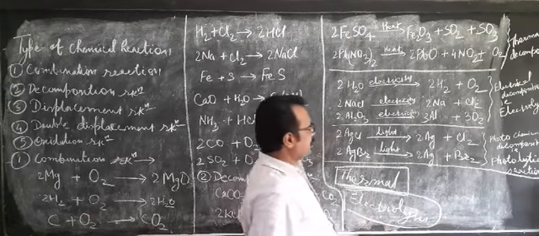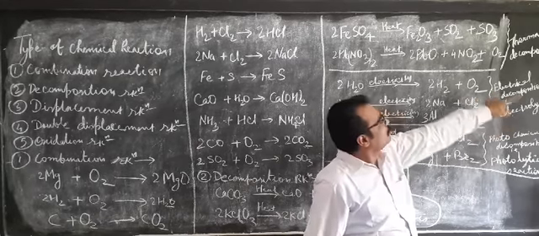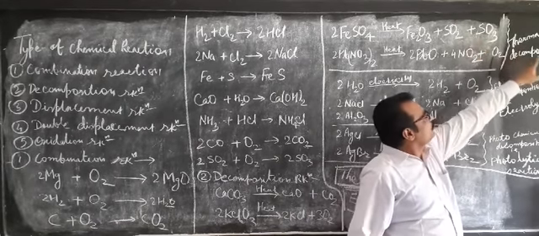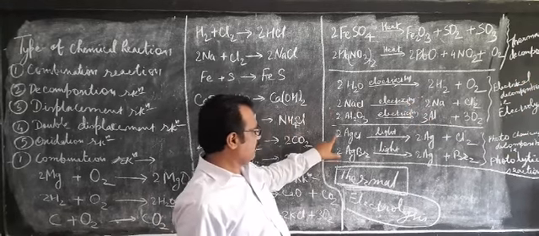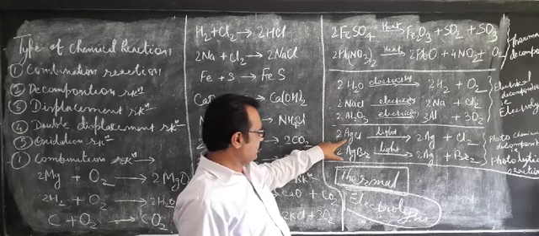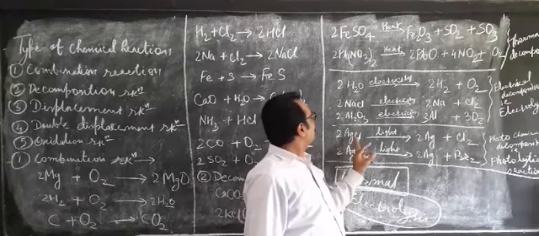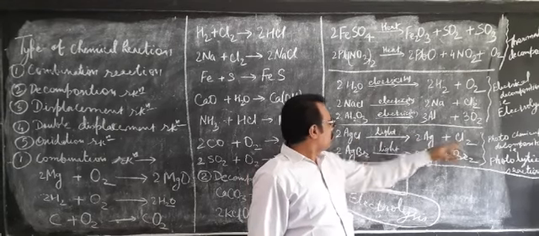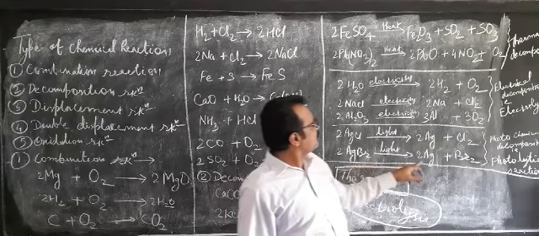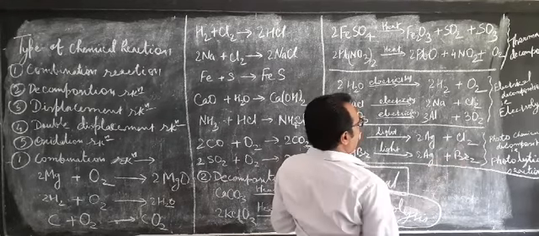Electrolysis, or electrical decomposition. Example of thermal decomposition. Now, next you can see there is an example of silver chloride and silver bromide. Silver chloride decomposes into silver and chlorine. Silver bromide decomposes into silver and bromine gas.